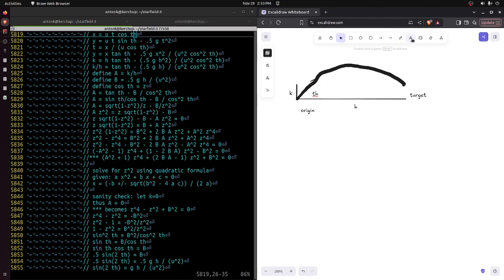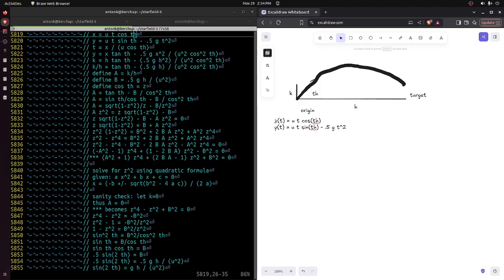Okay, so in 2 dimensions, we have 2 equations of motion. We have x as a function of t, which is u times t times cosine theta. And we have y as a function of t, which is u times t times sine of theta minus 1/2 gt squared. So there is no friction in this case, so you have to figure that out on your own, but there is a gravitational component.